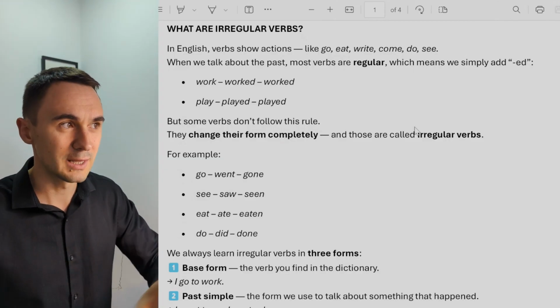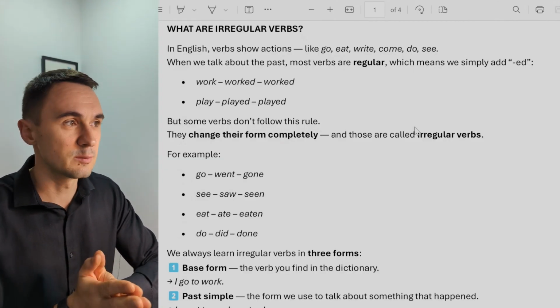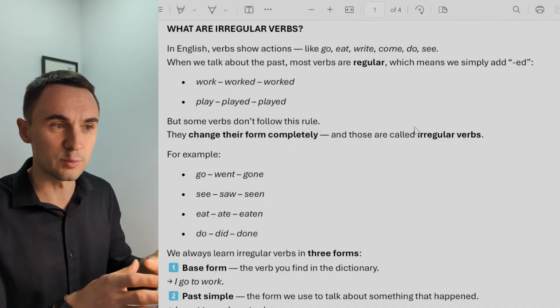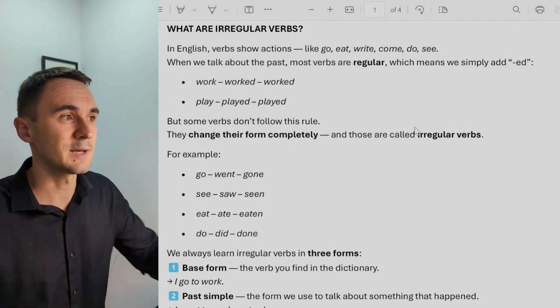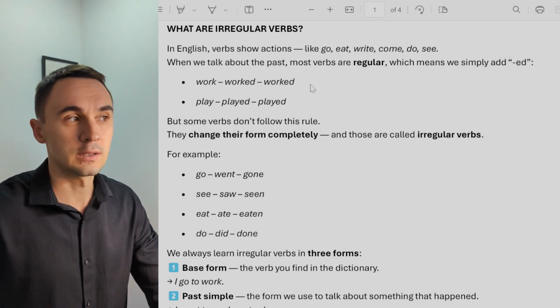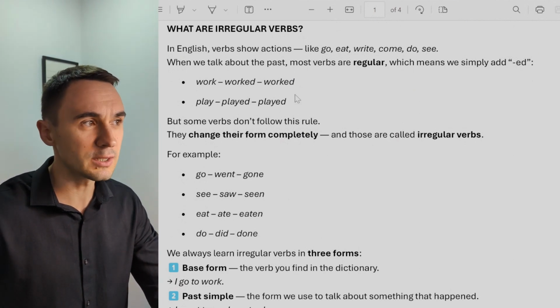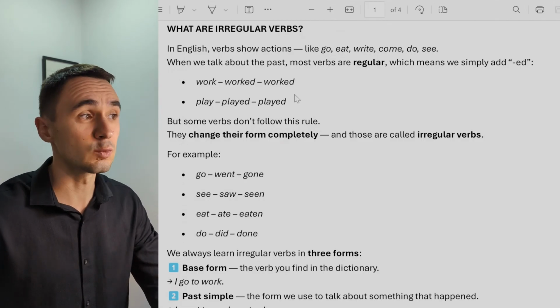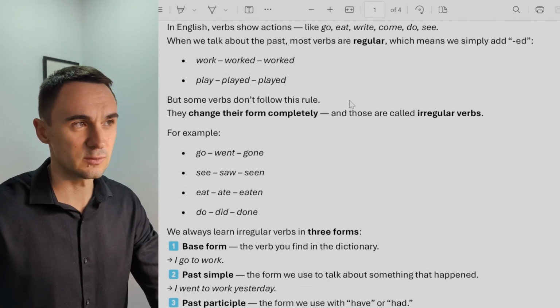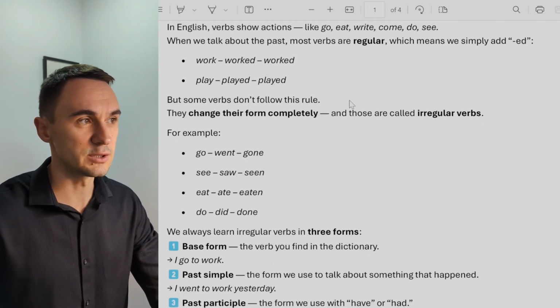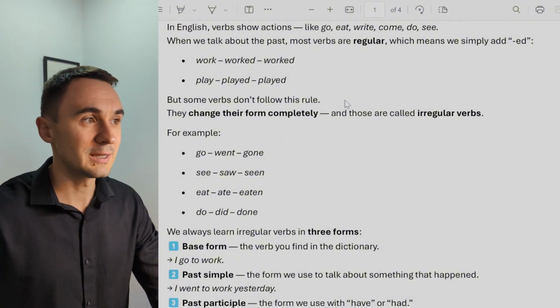So the rule, let's define the rule. It's very simple. When we want to take a verb and put it in the past form, we just have to add that ed, okay? Now, in case of words like work, we add ed and it's worked, and the third form is also worked. Play, played, played. Now, when it doesn't work, when these verbs don't follow the rule, we can't do that, right?